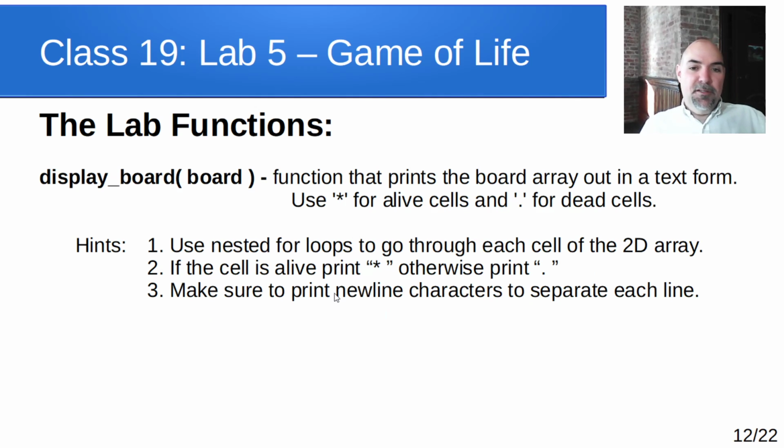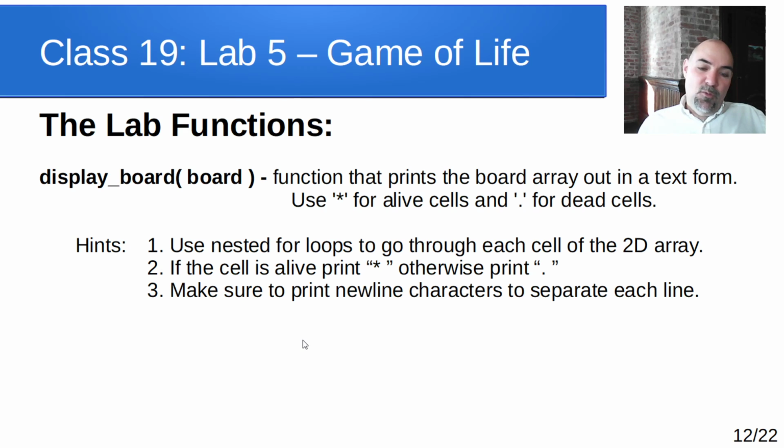Okay, display board. The display board function is just going to go through and print out the board array in some sort of text form. So you're going to use an asterisk for living cells, period for dead cells, and a couple hints for this one. Use nested loops to go through each cell of the array. In other words, you're going to go through every row, and then inside of that, you're going to go through every column. And then inside of that, you're going to have some kind of if statement that says, hey, if this array at this row in this column is equal to, I don't know, 0 for dead, then print a period, else print an asterisk.